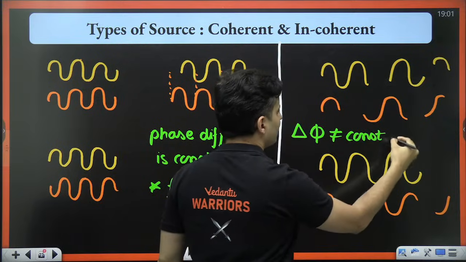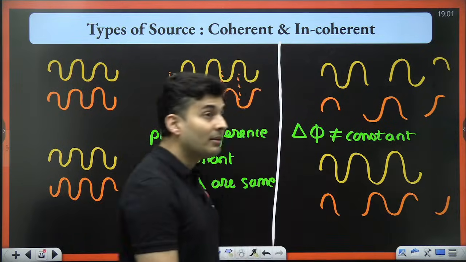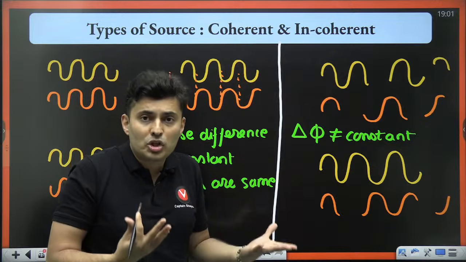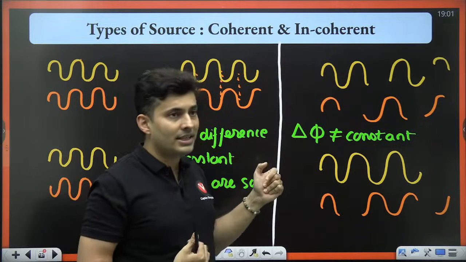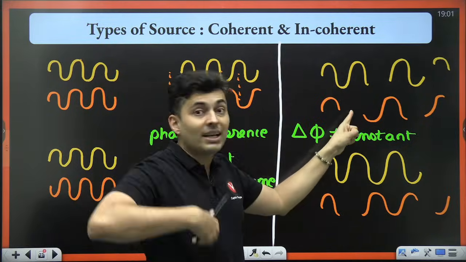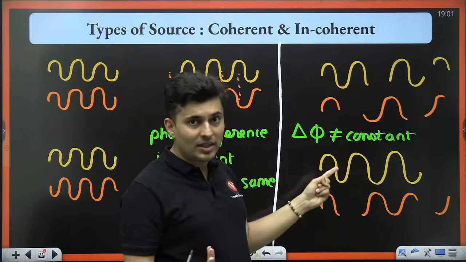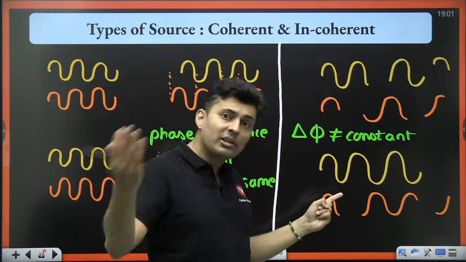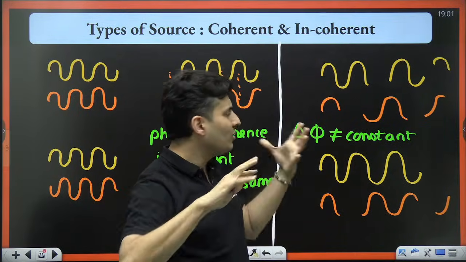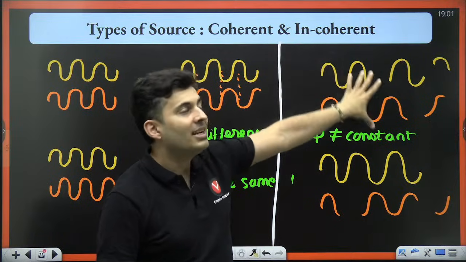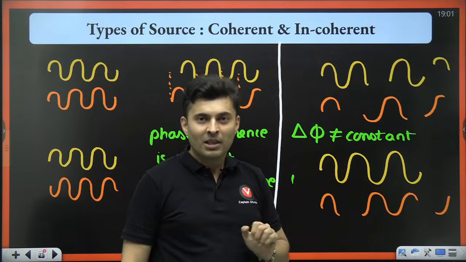The phase difference is basically not a constant, meaning I cannot be sure that if a crest comes with a crest, whether the next crest will even have something or not, or the next trough will have something, or maybe the crest with it, or the trough with it, or something else. There is no surety on that. That is incoherent. Correct? Understood?